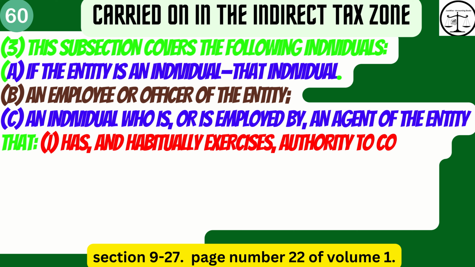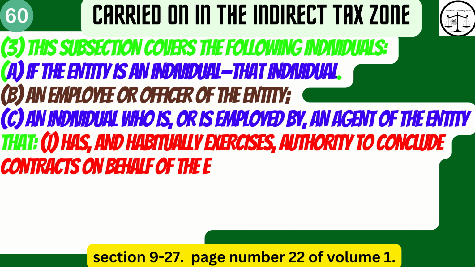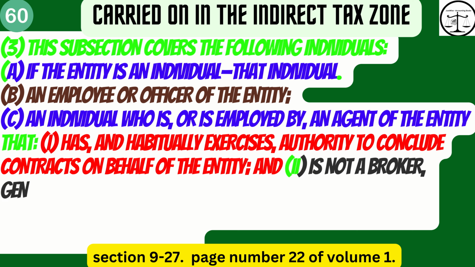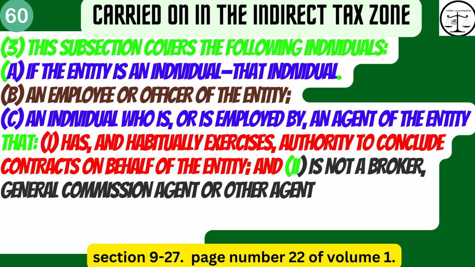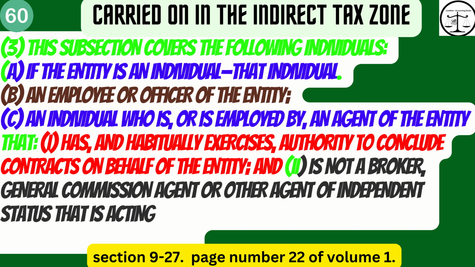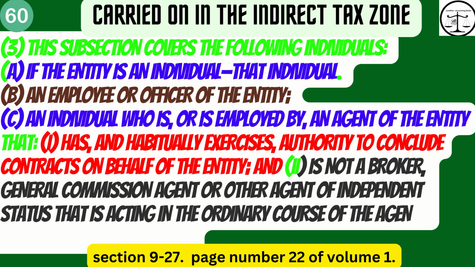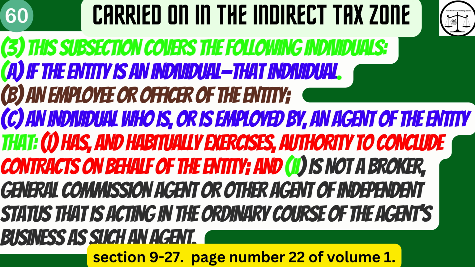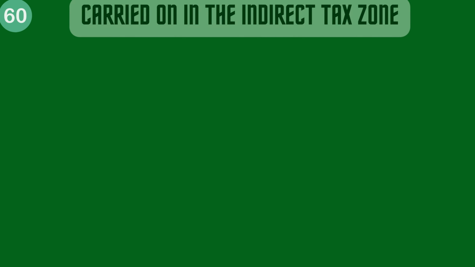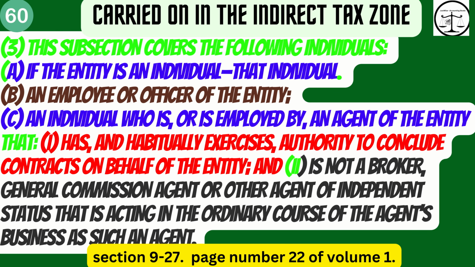C. An individual who is, or is employed by, an agent of the entity that 1. has, and habitually exercises, authority to conclude contracts on behalf of the entity, and 2. is not a broker, general commission agent or other agent of independent status that is acting in the ordinary course of the agent's business as such an agent. Friends, in simple words, enterprise carried on by an entity in Australia.